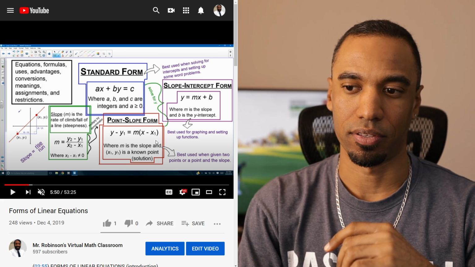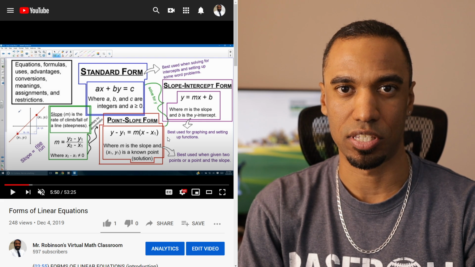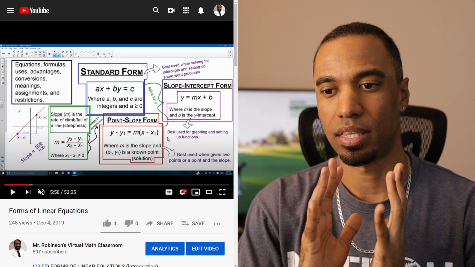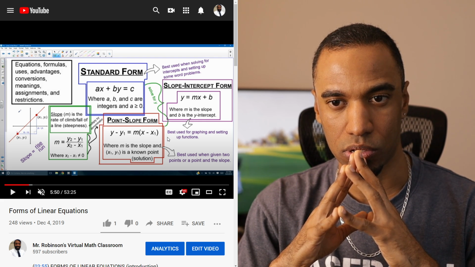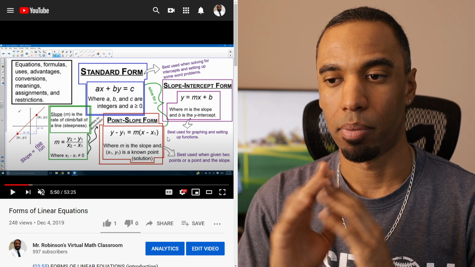Point slope form, if you're in calculus, you like to just leave it in this form, finding the equation of a tangent line, stuff like that. It's something that's very graphable and has its uses. It's more distracting, it's a little more confusing looking, but it has its uses.